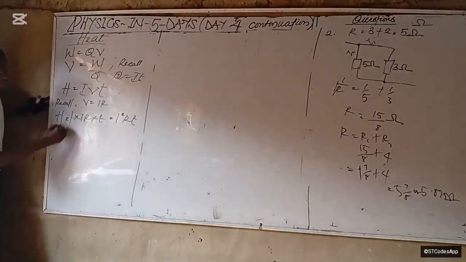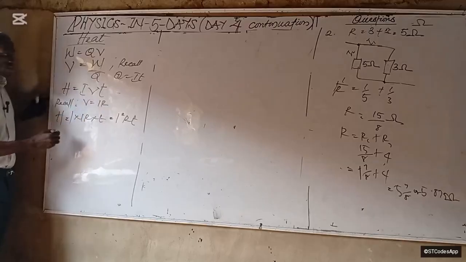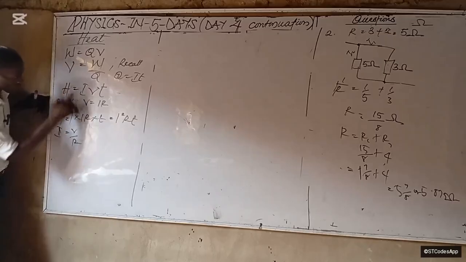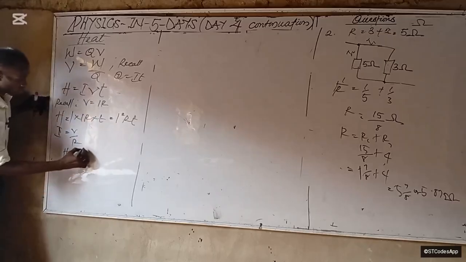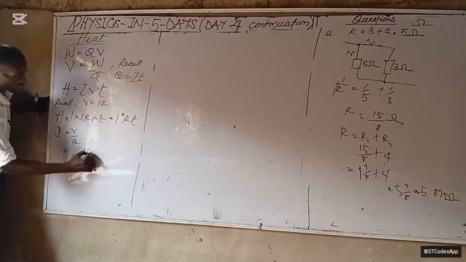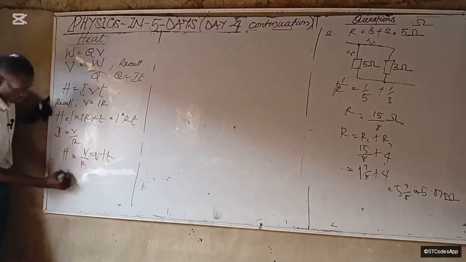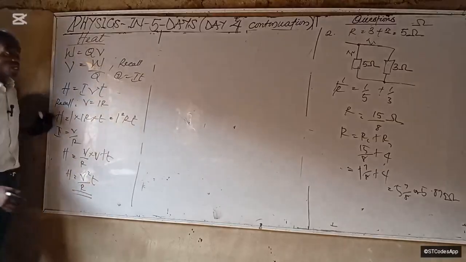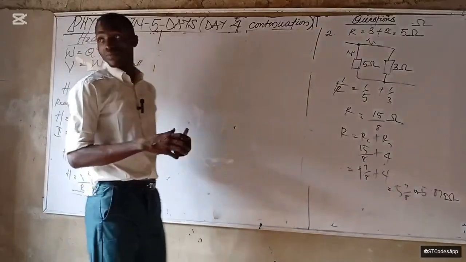So another thing we can do here is that I is V over R, right? Recall that I is V over R. So here we can say that heat energy is also equal to what? V over R times V times T. So H is equal to V squared over R times T. Does this make sense? Okay.